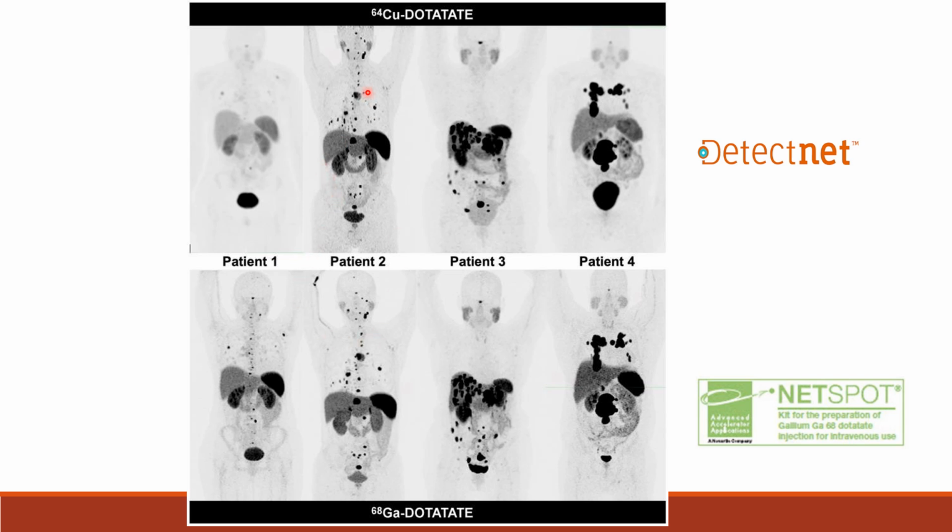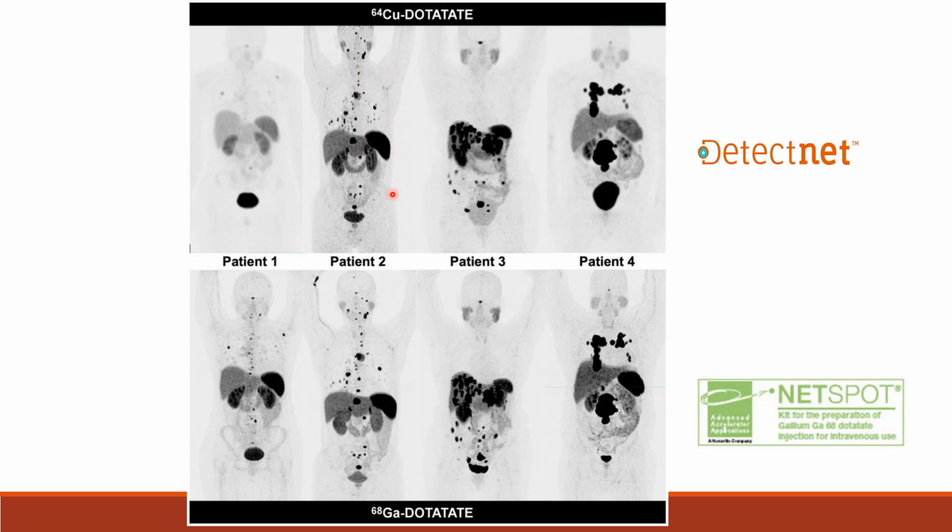Now, that's because copper does not travel as far before it annihilates. It has a smaller positron range than gallium does. And so you're going to have more concentrated counts closer to the annihilation event, which allows you to have better spatial resolution, and it allows overall for the test to be more sensitive.